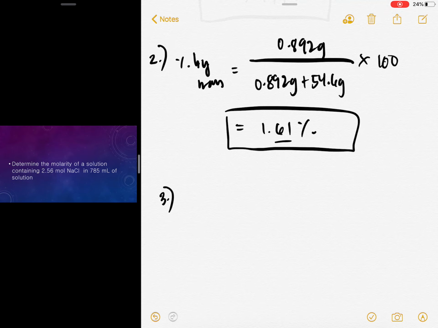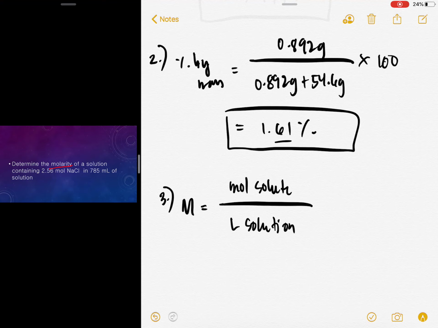Okay, so for this problem, the keyword here is molarity. So alam mo na that the problem solving has something to do with the formula of molarity. So what's the formula of molarity? Molarity is equal to the moles of your solute over the liters of your solution. Now, check your given. Yung mole ng solute binigay na sa'yo, pero yung liter ng solution, naka-mL siya. So, convert that to liter first.